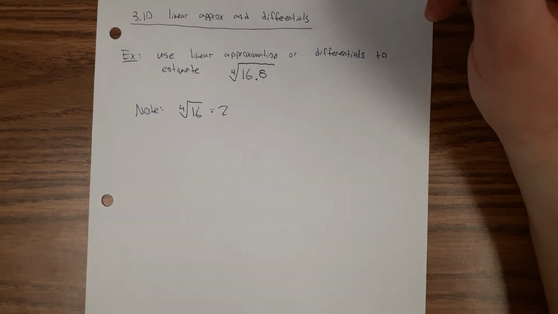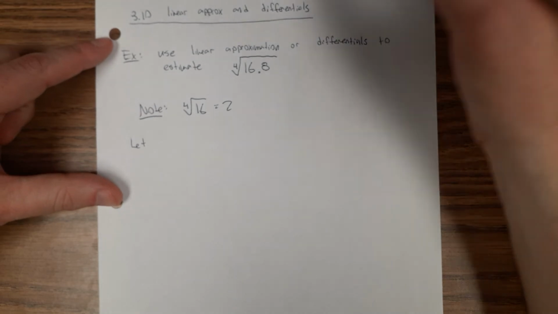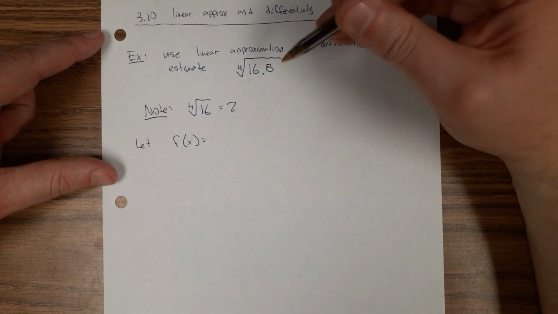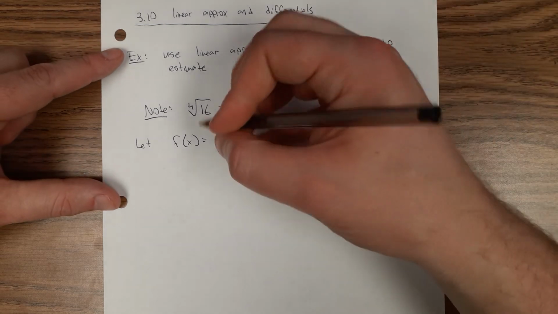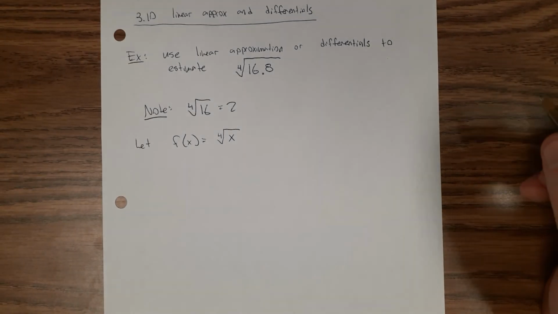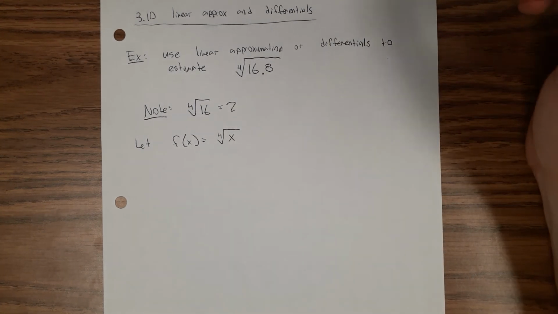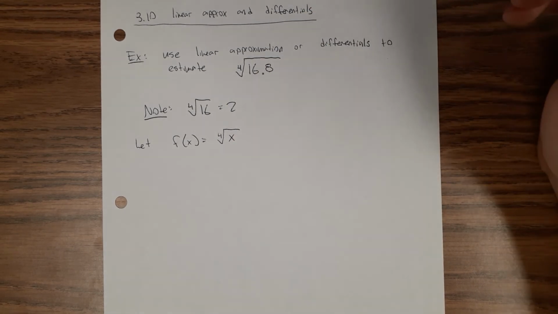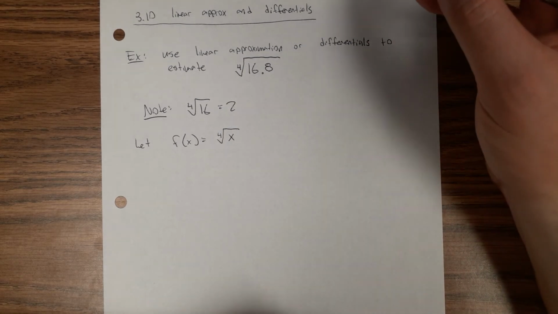So that's the first thing to notice. But other than that, here's what I'm going to do. I'm going to define a function that is basically the function that we're trying to evaluate at whatever number. So what do I mean? I mean, I'm going to do the fourth root of x. So what we're trying to do here would be f of 16.8. And we're not really going to find f of 16.8, but we're going to find an approximation of f of 16.8.